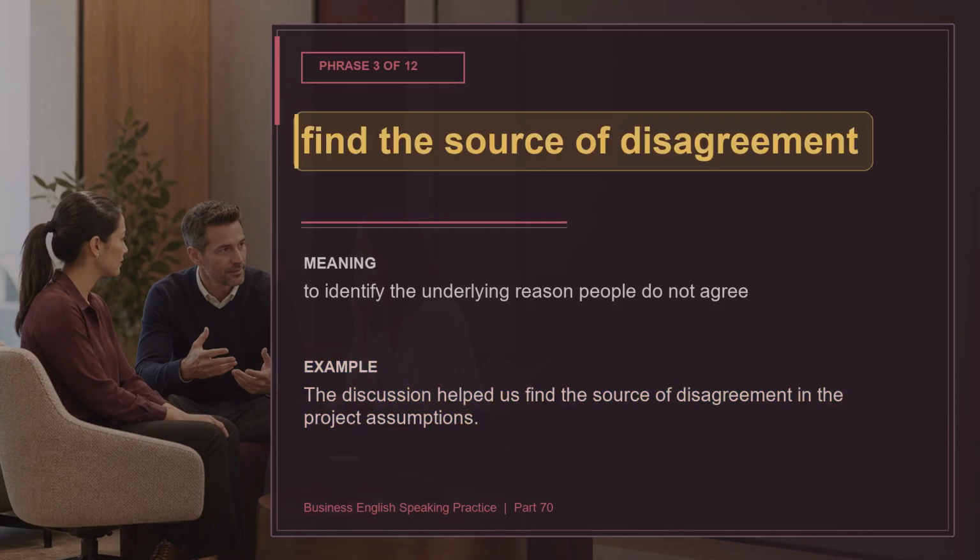Visible arguments may come from different goals, information, roles, or expectations. Finding the source makes resolution more practical. Use this phrase when the first explanation does not fully describe the conflict. Now repeat: find the source of disagreement.